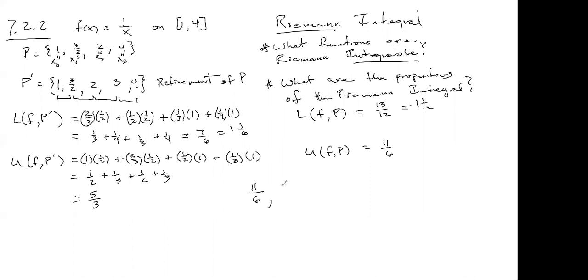So the upper sums were 11/6 and then 5/3. And then I could do another refinement of this, throw in another point or two, and I would get a sequence of upper sums that were decreasing, getting smaller and smaller as I went. And then the lower sums are getting bigger. So we start off at 13/12, then we go up to 7/6. And as I do more refinements and add more points to our partition, these numbers get bigger.